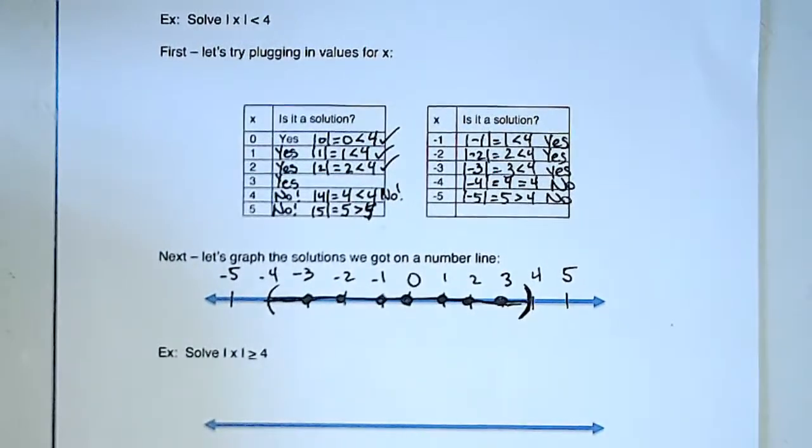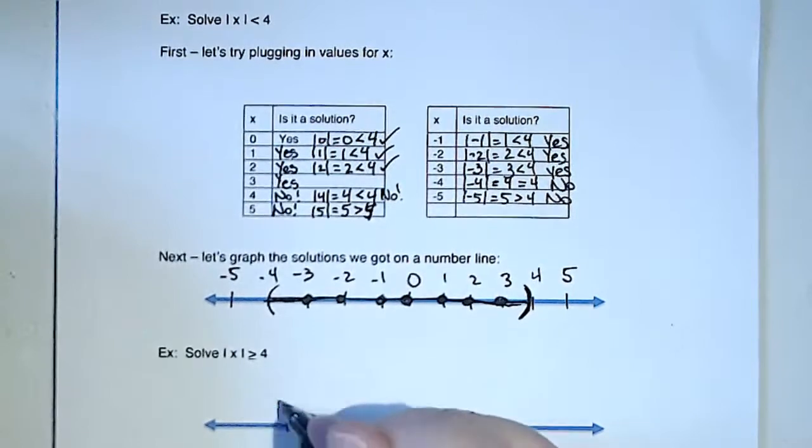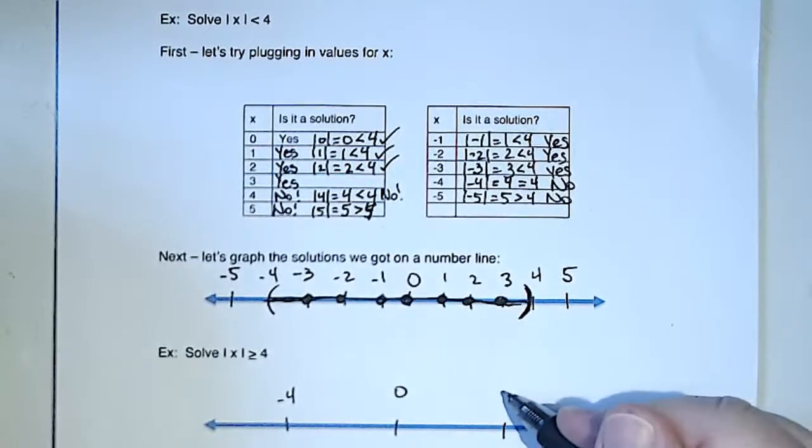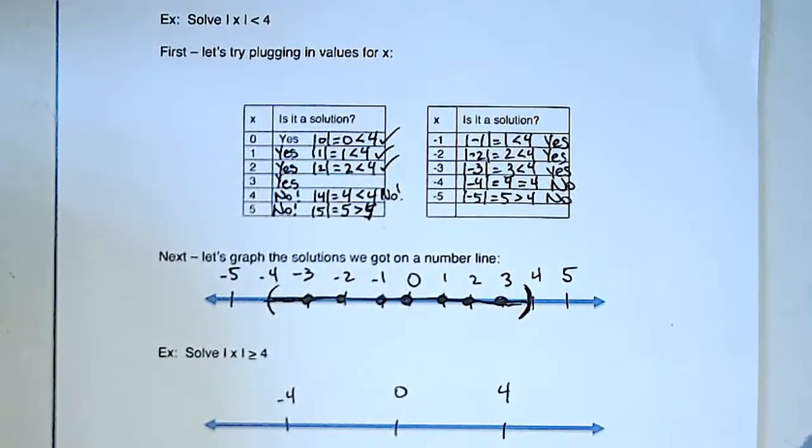How are we doing? We're doing okay. So if that's -4, that's 0. Uh-oh. Remember the rule, if you have more than 2 numbers on, you have to make sure they're about the same spacing. I claim if I want the absolute value to be bigger than or equal to 4, I start at 4 and I go out.